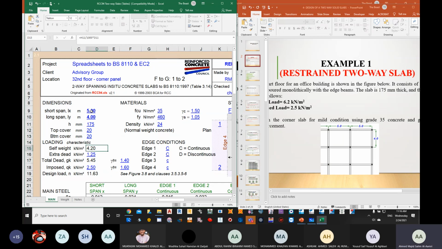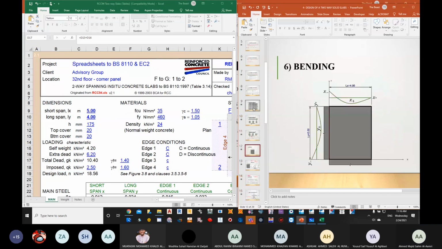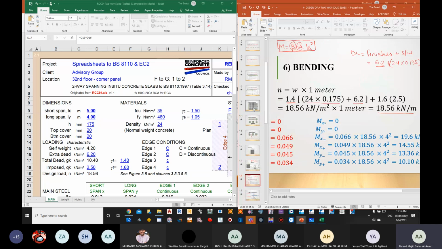Now, self weight has been calculated automatically as 4.2. Extra dead load here is 6.2. Live load is 2.5. First, we need to check our result in terms of loading. Is it correct or not? We go to the loading. You will see that we have got 18.56 here, and in the Excel it's 18.56. Are we okay with that first? Are we okay with the W?